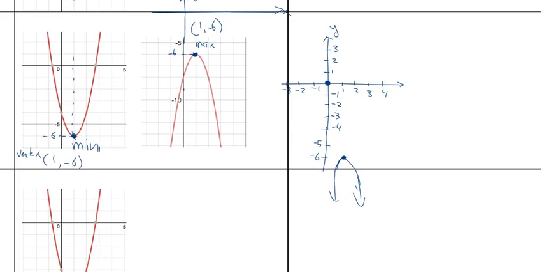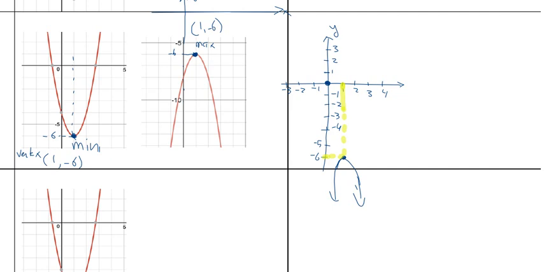So if you look at this, right? My vertex is at 1. The x value is 1. And the y value is negative 6. Right? But in this case, because you don't have the full graph, you couldn't see it, I think. Are we okay with this?